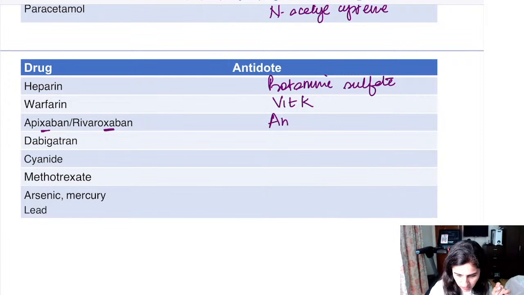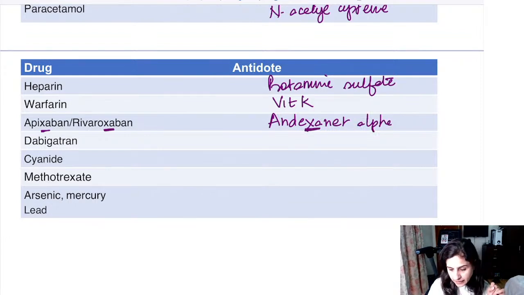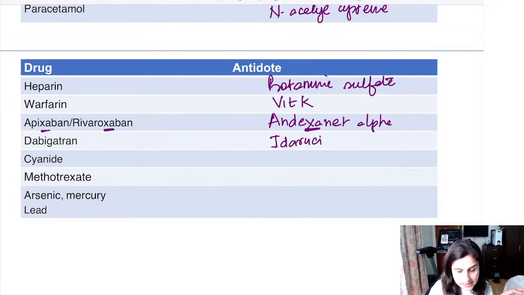So andexanet alpha. This also has Xa in its name, in the spelling. Andexanet alpha can be used for overdose of apixaban or rivaroxaban. Dabigatran, we have a monoclonal antibody, idarucizumab. Okay? Idarucizumab. So these have been asked before. All of them have been asked before in the exams.